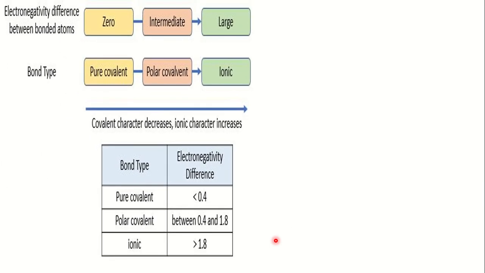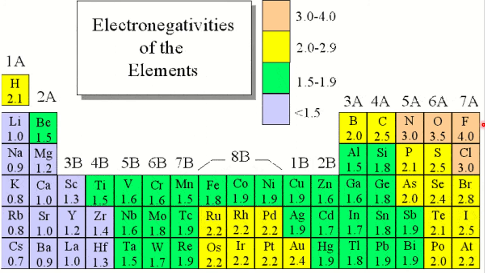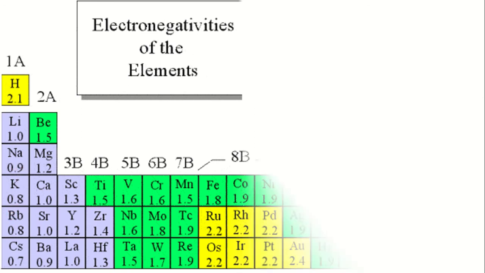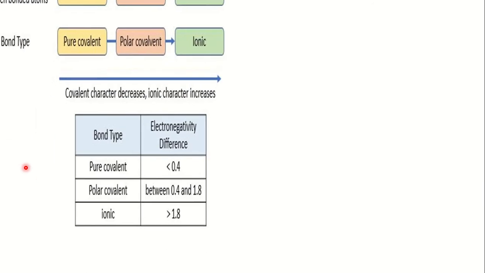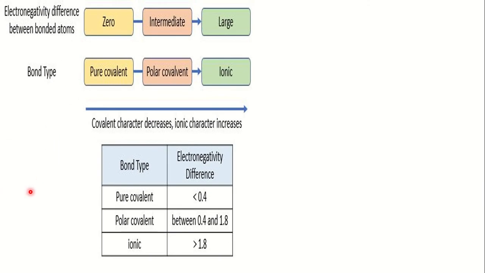Look, this is the electronegativity chart, where fluorine has the highest electronegativity, 4, and the metals have low electronegativity. Now this is the chart of the difference of electronegativity.